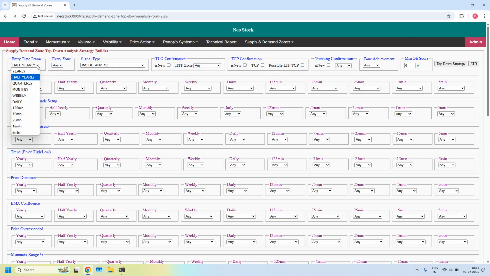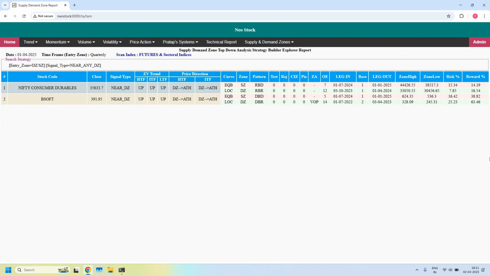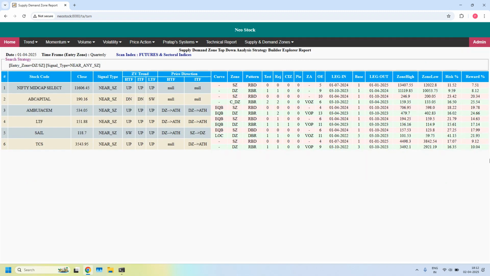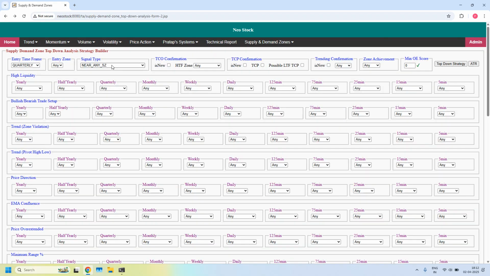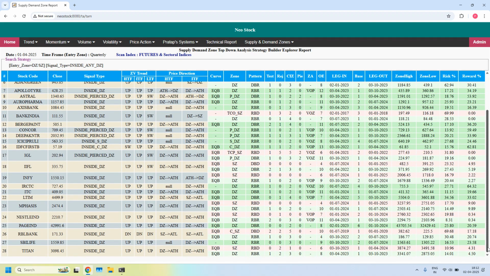Okay, next time frame is quarterly, stocks near quarterly demand zone, we got 2 stocks. Next, stocks near quarterly supply zone, we got 6 stocks. Next, price closed inside the quarterly demand zone. First 23 stocks in the list. Scrolling the list down, total 28 stocks are filtered.